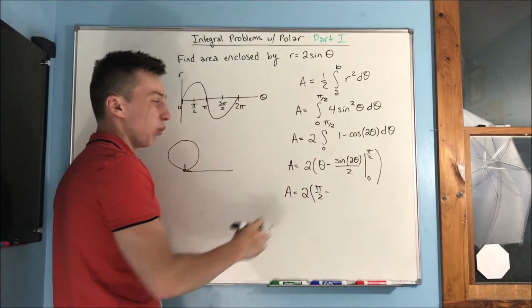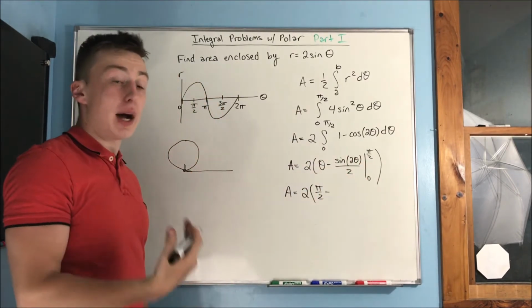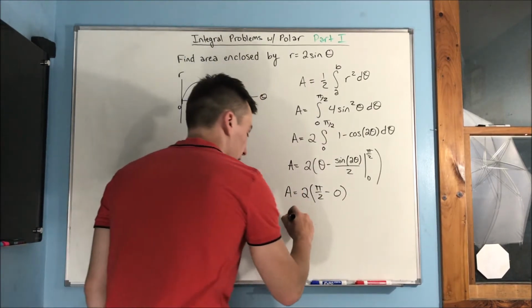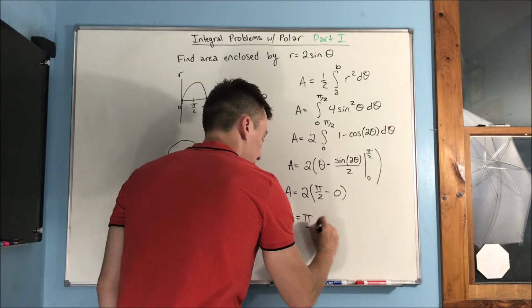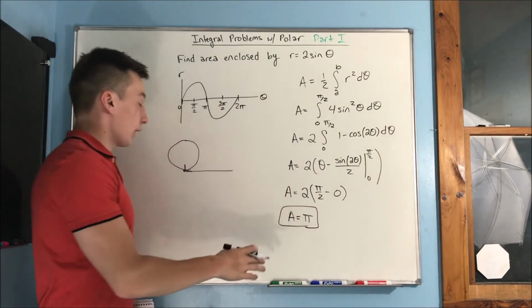minus, well, we have our sine of 2 times pi over 2. That's going to be sine of pi. We know that's 0. So we're actually just going to get an answer of pi. The area is just going to be pi.